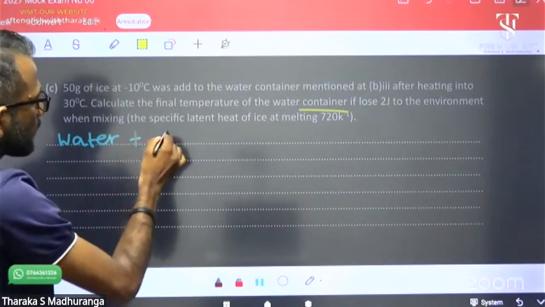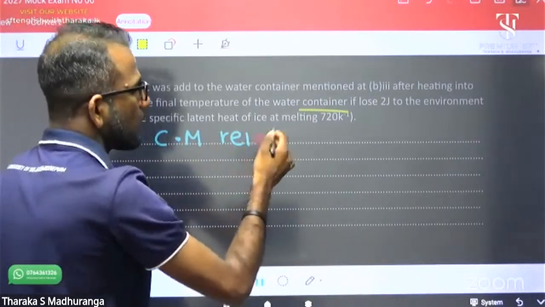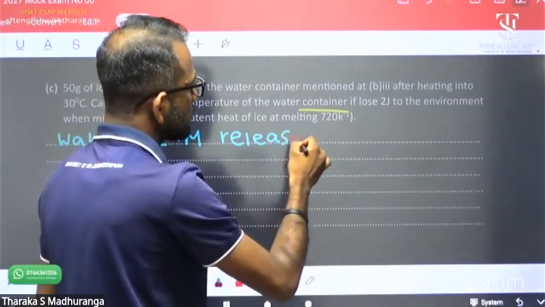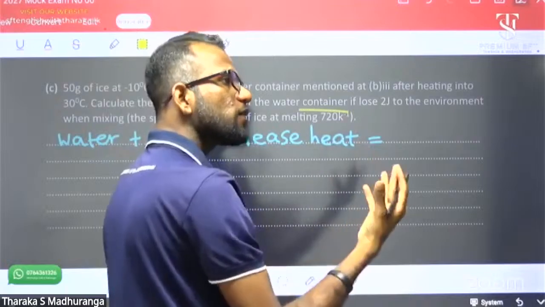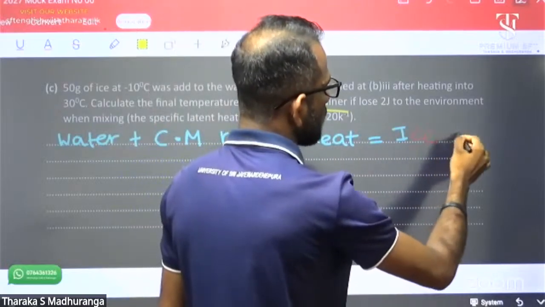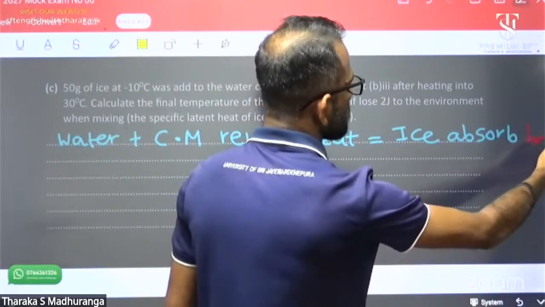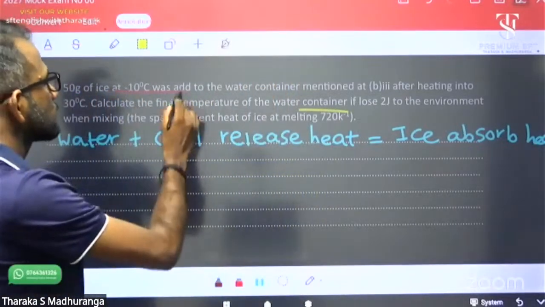Water plus calorimeter. Calorimeter means container. They release heat, that's the heated one at 30 Celsius, right? Release heat equal to what? Ice absorbs heat. Ice at minus 10 Celsius.